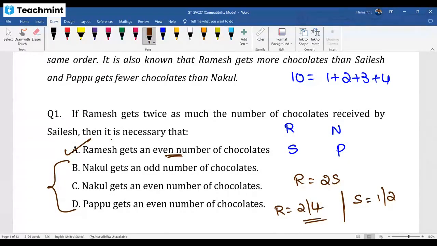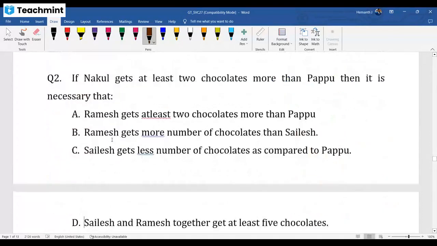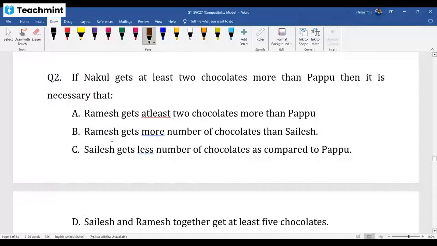But the only thing I can decide with the data given here is that Ramesh is obtained by multiplying Sailesh by 2. If any integer is multiplied by 2, then obviously we get an even number. So Ramesh will get an even number of chocolates. Confirm. What about this question? Next, one more question.